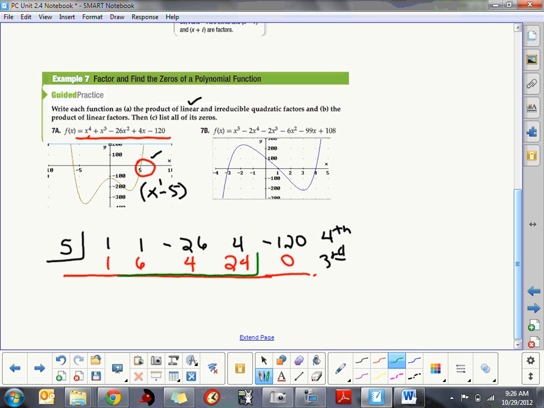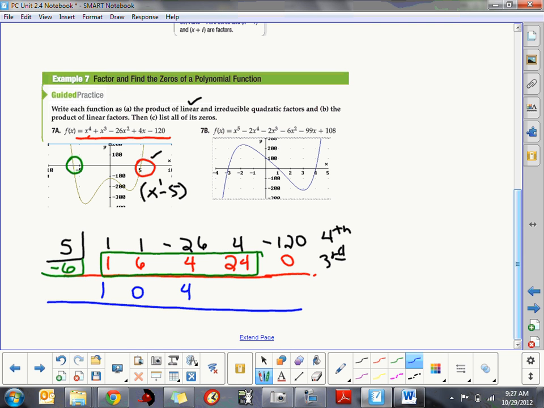I'm going to use this depressed equation, and this time I'm going to go over here on my graph and estimate from that, or I can use the second calculate as 0, and I think that negative 6 is a 0, and then x plus 6 will become the factor. So let's do this. We're going to drop down the 1. Negative 6 times 1 is a negative 6. Negative 6 plus 6 is 0. Negative 6 times 0 is 0. Added on to 4 is still 4. Negative 6 times 4 is a negative 24. Negative 24 onto 24 is 0.